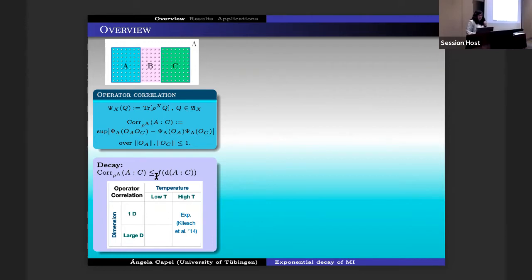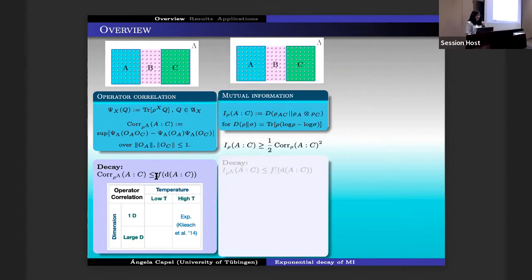After that, we are going to consider another measure of correlation, which is the mutual information. This is pretty well known, and it's important to compare it to the operator correlation function. The direct comparison is given by this inequality that I write here. Again, we want to study the decay of the mutual information, and this decay is given by this inequality. We want to find an F prime such that this inequality holds.